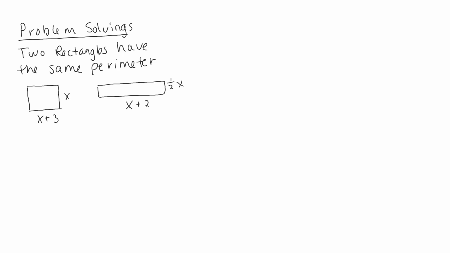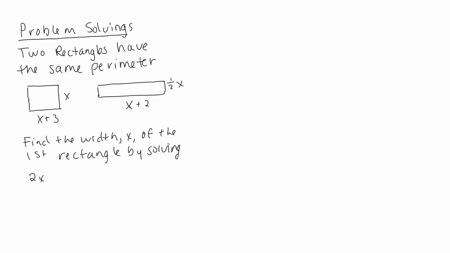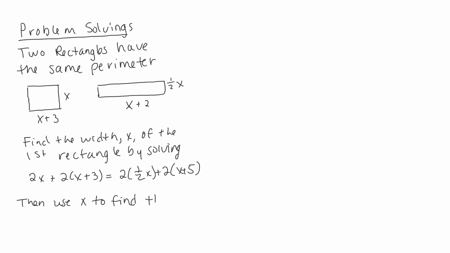All right. So we're told to find the width x of the first rectangle by solving 2x plus 2 times x plus 3 equals 2 times 1/2 x plus 2 times x plus 5. Then use x to find the remaining dimensions.